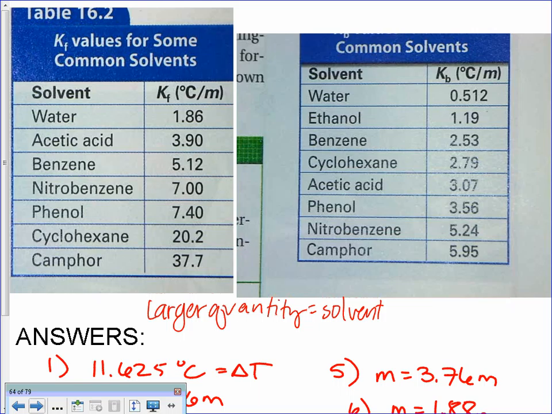Maybe that was on purpose. Is that on your solvent? No, it's not. Water is yourself.